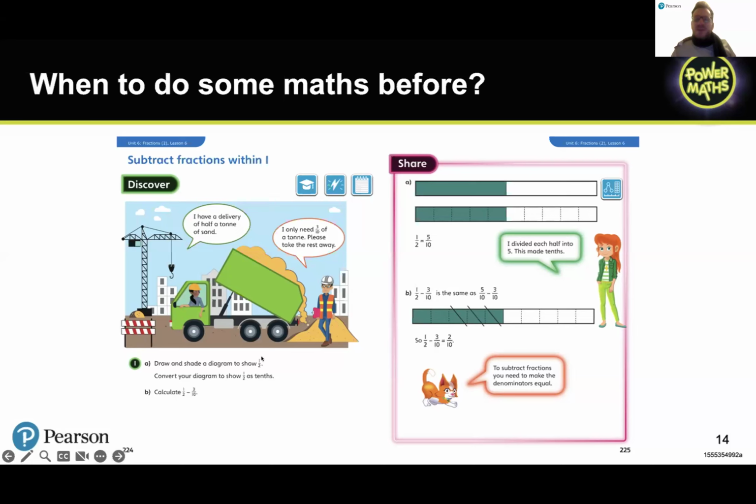So 1A, draw and shade a diagram to show 1/2, convert your diagram to show half as tenths. Now, that's accessible to my class if I know my class, and I know this is in year 5 from memory, and I know they can do that. But it's taking them through a flow of it, and the share has got one example of that. They might have done something different, and that's fine. And then 1B goes into, well, 1/2 subtract 3/10. Because of what I've done in the flow, that allows them to think, and the answer comes out from it. So actually what I've been doing is we've been doing this worked example, but it's gone through the stages of 1A and then through to 1B.